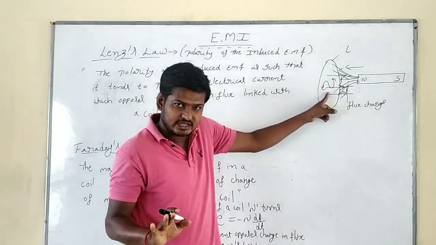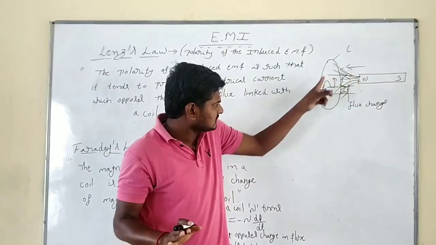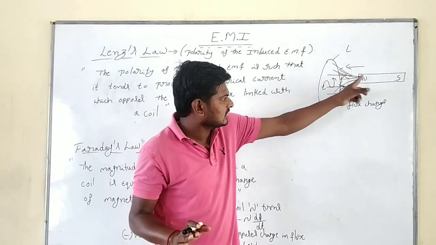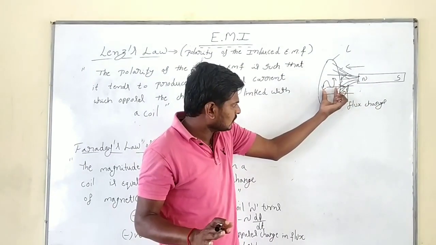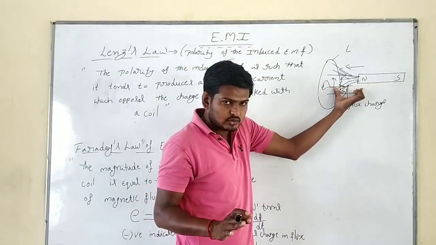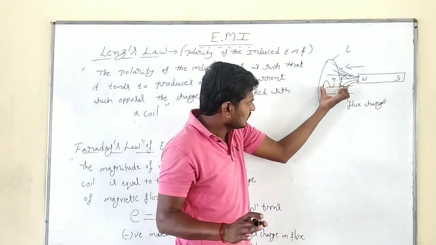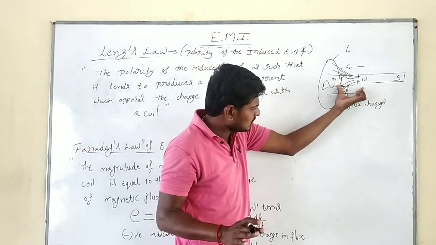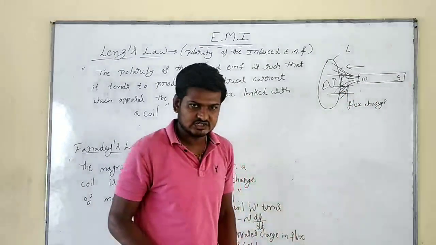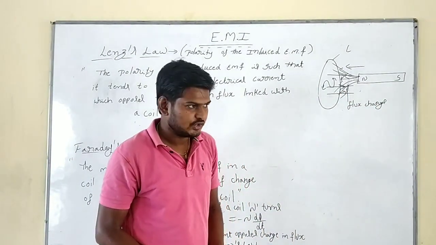Against the field. Against the field means this is going to become what? North pole. Because what? North and north will repel each other. This is the applied field, this is the induced field. Both are going to act in opposite directions. When both are in opposite directions, what will happen? The flux is going to change. When the flux changes, the EMF is going to be induced.